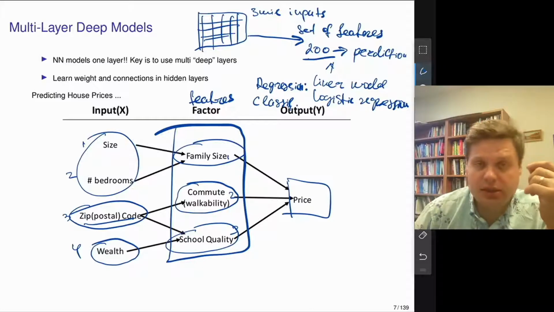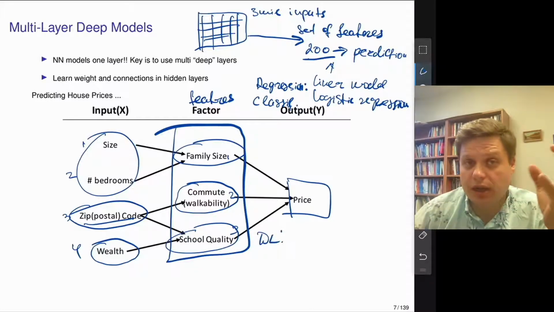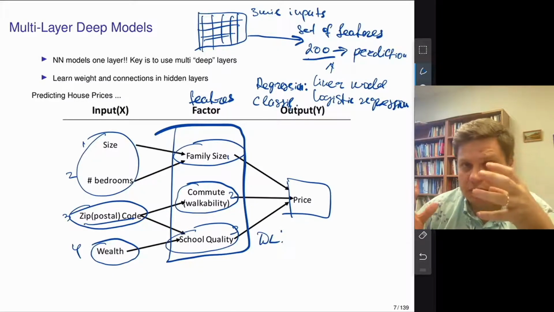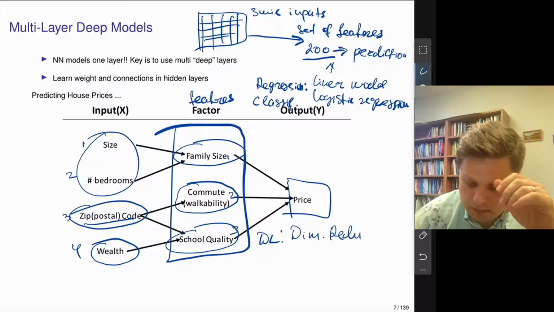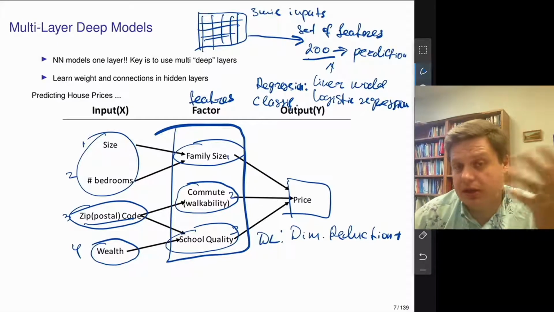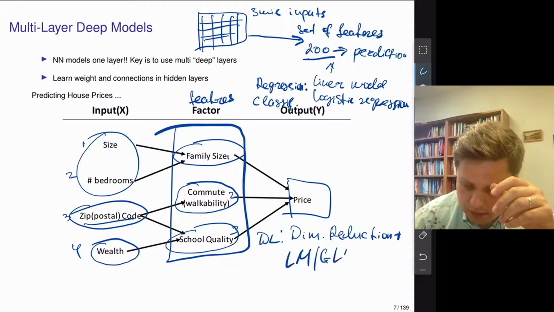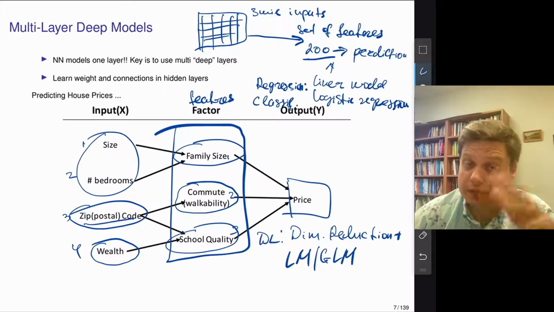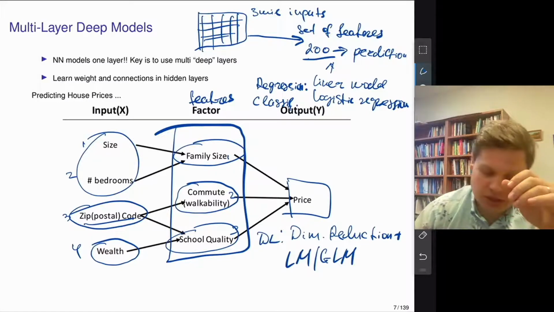So to summarize, the idea of deep learning is that you do dimensionality reduction. You compress the high-dimensional object into something that is manageable. So it's dimensionality reduction. And then you use a predictive model that you're familiar with, a linear model or generalized linear model, like logistic regression. That's it. It just adds one more step to this task of prediction: doing this dimensionality reduction.